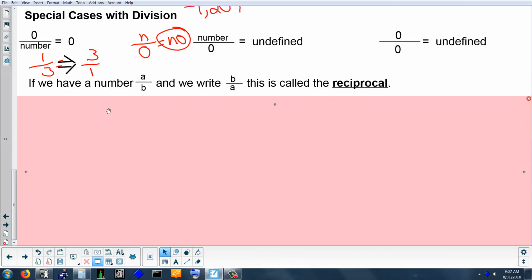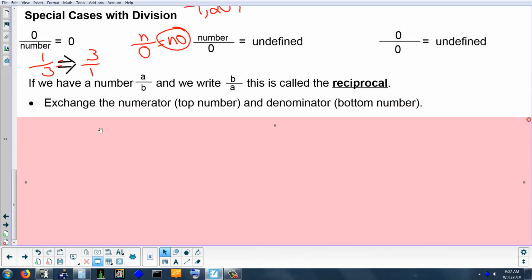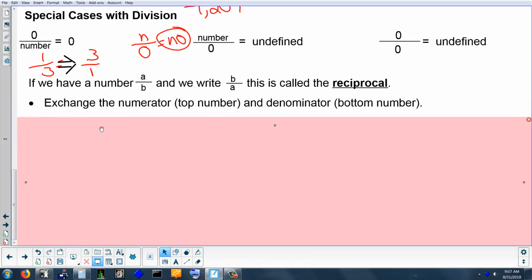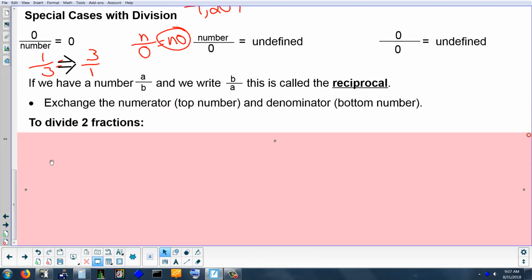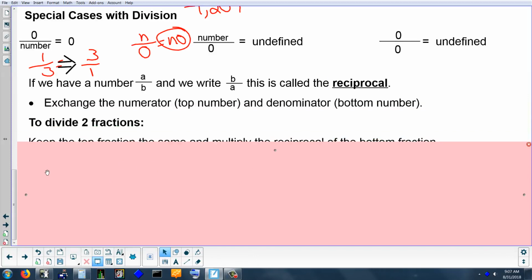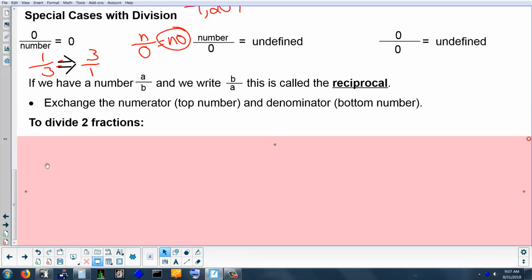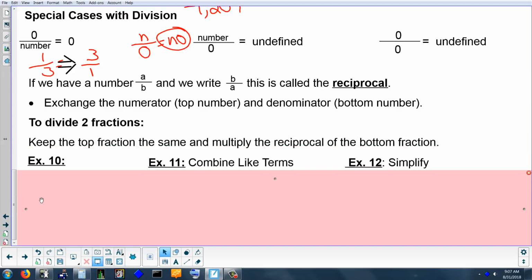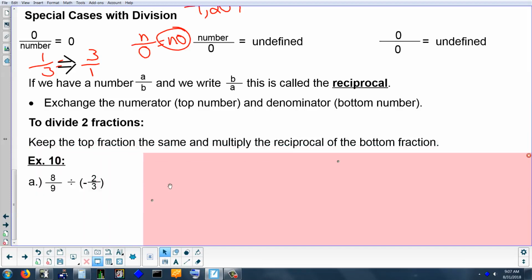We get into some of that when we talk about slope and things like that, but it's still a good term to know. Exchange the numerator, that's the fancy word for the top number, and the denominator, the bottom number. Just flip them. That's all you're going to do. To divide two fractions, keep the top fraction the same and multiply by the reciprocal of the bottom fraction.